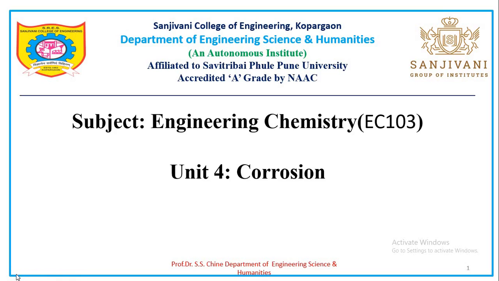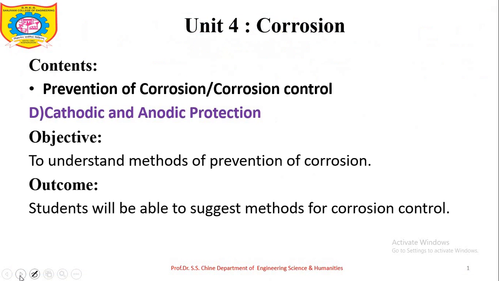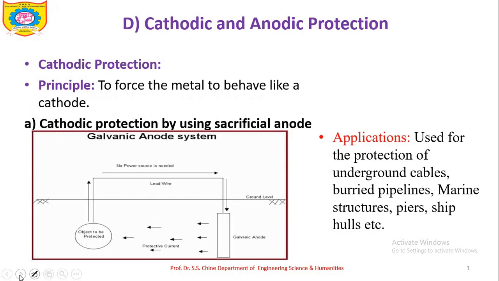We are going to continue our previous point, that is prevention of corrosion control. So in today's module we are going to discuss the cathodic and anodic protection. At the end of this session you will be able to suggest the methods for corrosion control.